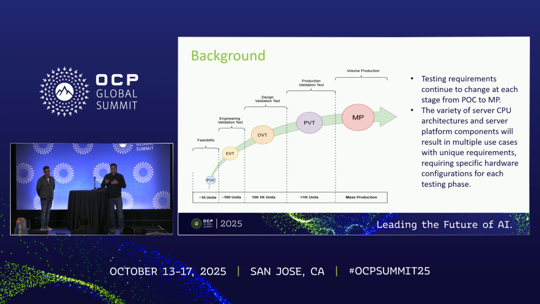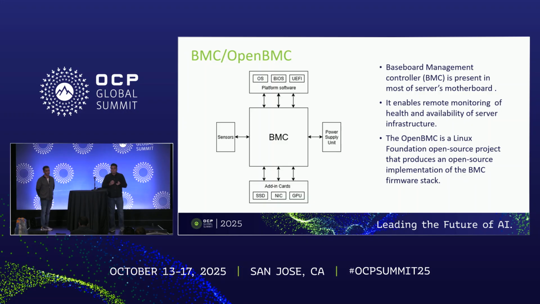So next, if you see, there are different server manufacturers. They have different CPU architecture, different platform architecture, so the test scenario will vary based on that. So now we'll talk about the framework. Basically the framework we are trying to propose is in the BMC, which is the baseboard management controller, which you can call the black box of the server. It is present on most server motherboards, and it enables remote monitoring to maintain the health and availability of the server.